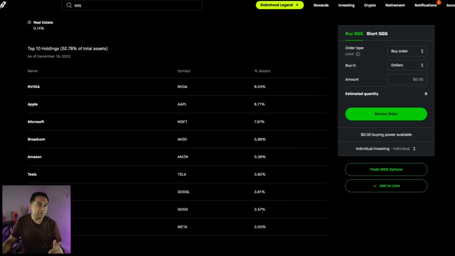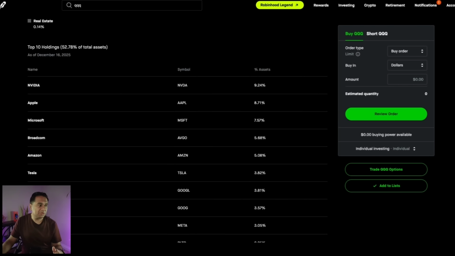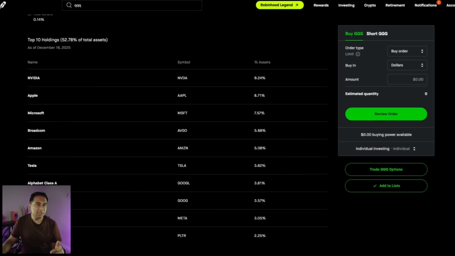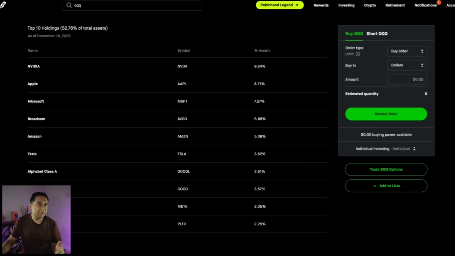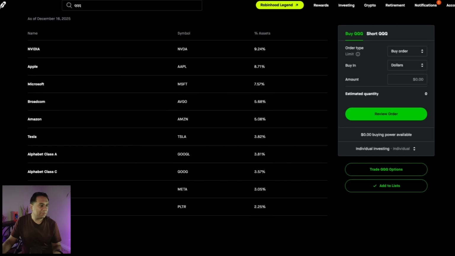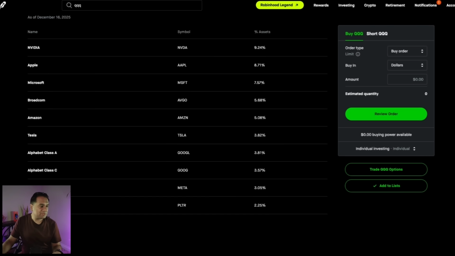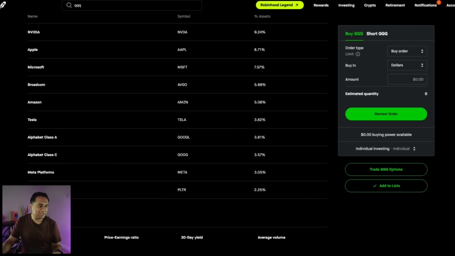And then if you see the top 10 holdings of the QQQ, you're going to see some names that you're familiar with, especially if you like tech stocks and the AI sector. So we have NVIDIA leading the pack with almost 9.2% of the fund. Then we have Apple, Microsoft, Broadcom, Amazon, Tesla, Google, Meta, and Palantir.